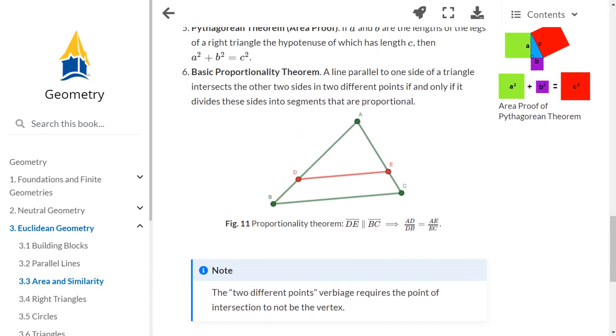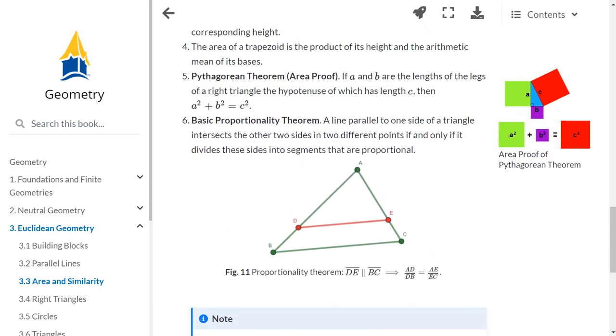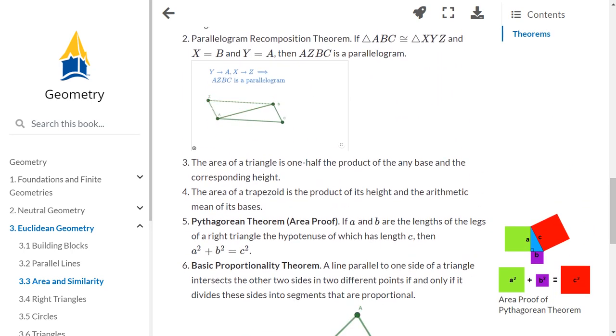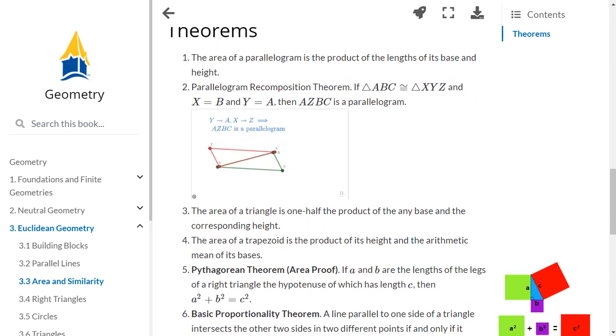So again, the important things here, we have our first proof of the Pythagorean theorem. There is a similarity proof that we're going to do in the next section, which requires a couple of facts about right triangles to prove it.